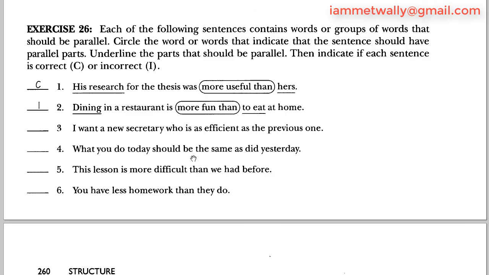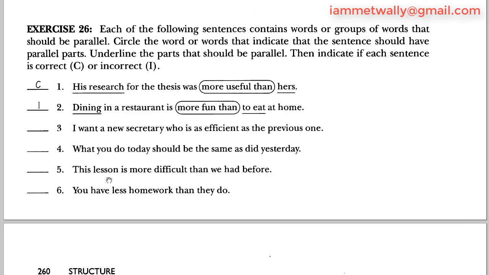4. What you do today should be the same as you did yesterday. What is a connector because it's followed by the subject you, then do is the verb. All of it works as a noun clause, working as the subject of the verb should be the same as. Did yesterday. Did is a verb and there is no subject here, so this isn't parallel. So it should be: what you did today should be the same as what you did yesterday. So sentence 4 is incorrect.